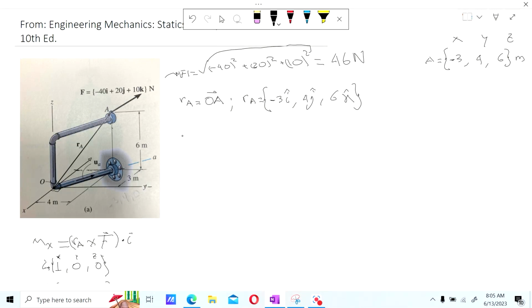Now, what we have to do next is this operation. And if you notice, the moment in x we can rewrite as I dot the distance from the force to the origin cross the force.